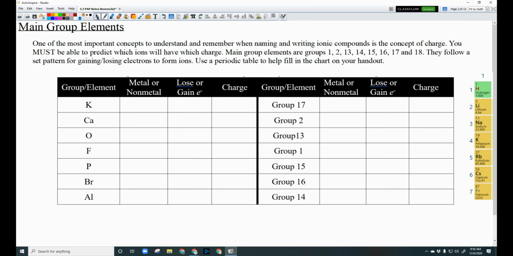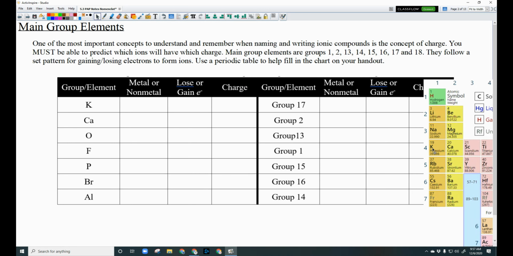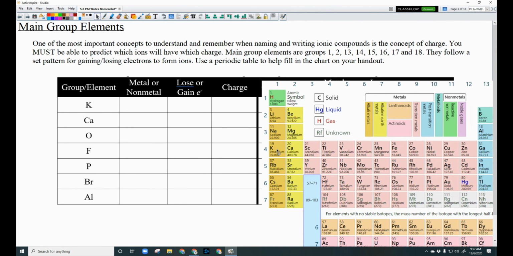So the first thing that we're going to do is look at potassium. Okay, potassium is right here. Let me pull this over so it's half on and half off because we're just going to be talking about these elements first. So potassium, is it a metal or a non-metal? Well, it's a metal because it's on the left side of the periodic table. Okay, and is it going to gain or lose electrons? Well, we said before that metals tend to lose their electrons. So I'm going to put lose here.